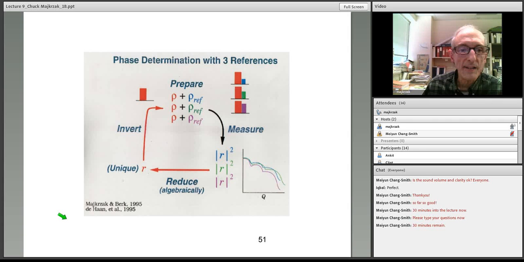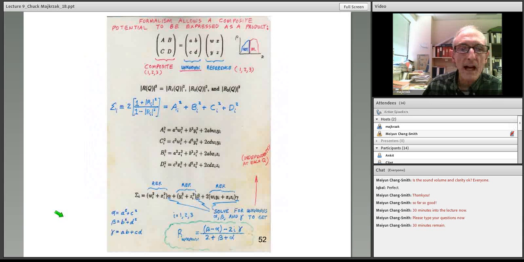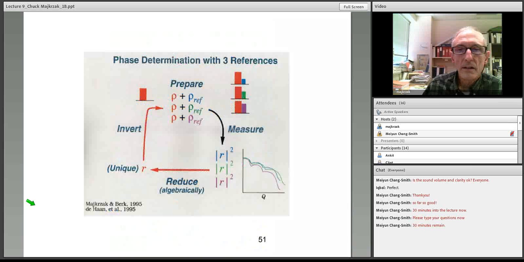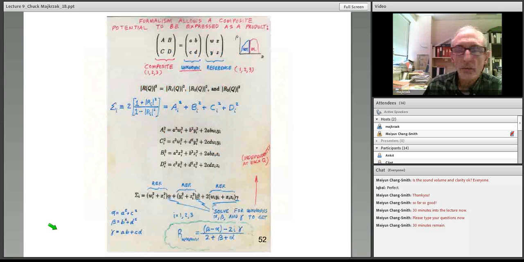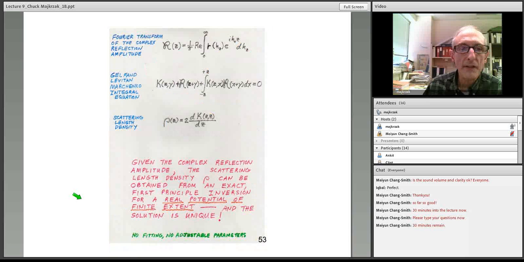It turns out that algebraically we can solve for the reflection amplitude, little r, that corresponds to that unknown layer, the red layer, the common unknown layer of interest, and it's an exact one-to-one correspondence at each and every Q. We can get the reflection amplitude that way. So by using references, we have the reflection amplitude, real and imaginary parts.